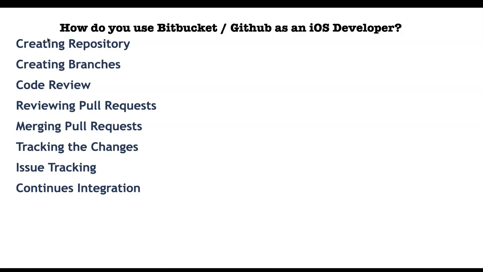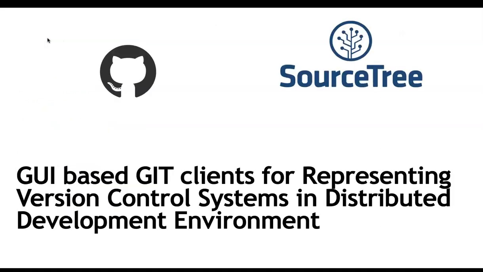Continuous integration is DevOps work. Basically, in bigger companies, they have separate teams for continuous integration. But as a developer, you don't need to worry about that. Git client and source tree.